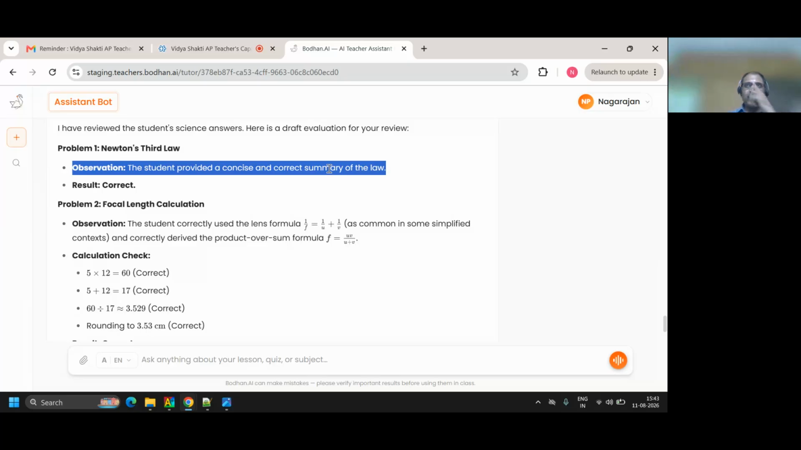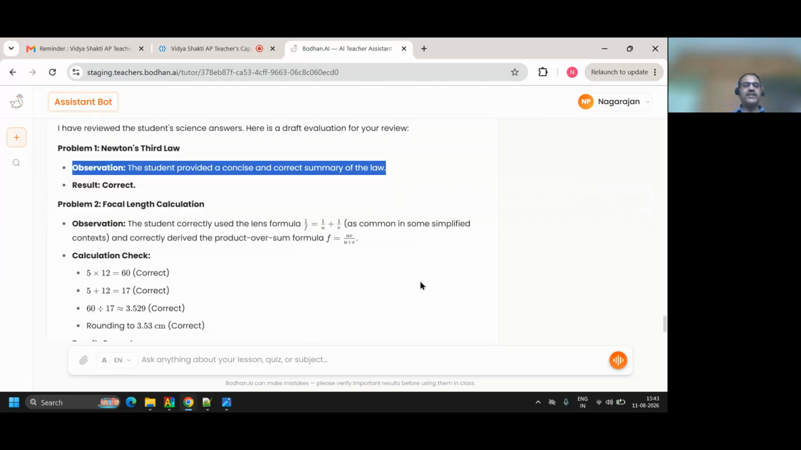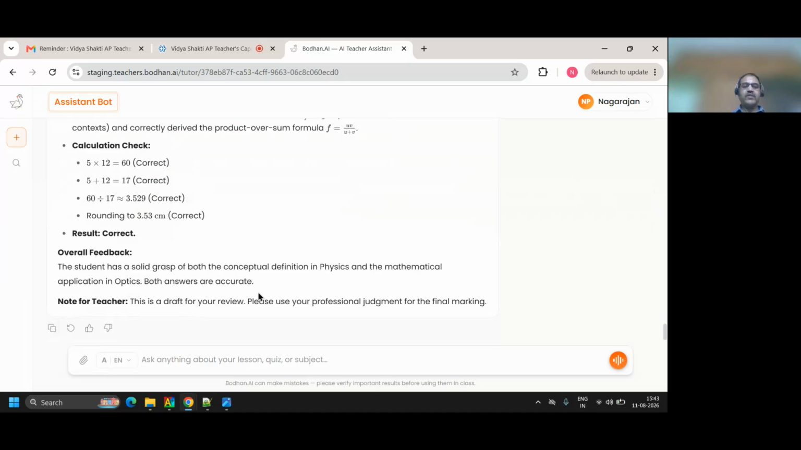Because for a regular answer, following briefly, the text can be partially correct, whereas when it comes to theorems, formulas, laws, all these things, the text must exactly match. I should have asked for exact matching, something like that, so that you will get that answer. Now the second thing, 1 by f is equal to 1 by u plus 1 by v formula, each step is correct, right? This is another way of evaluating your one page descriptive answers also.